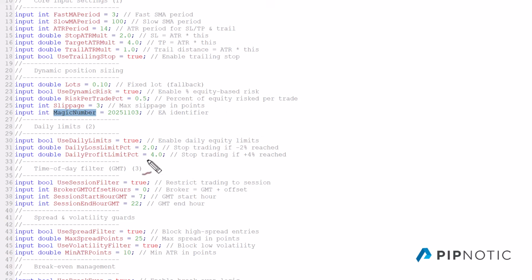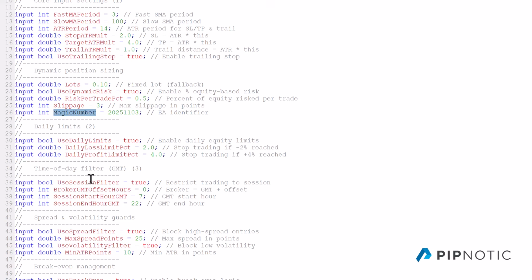You can also have a positive limit where if the algorithm pulls in 4% for that day, that's a lot. That's a huge amount for one day, 4% in one day. If that happens, then you shut the algo off and you kind of say, that's great, 4% within one day, that's amazing. I'm not going to do any more trades today. I'm going to keep that 4% and I'm going to wait till tomorrow. That can also be very beneficial.